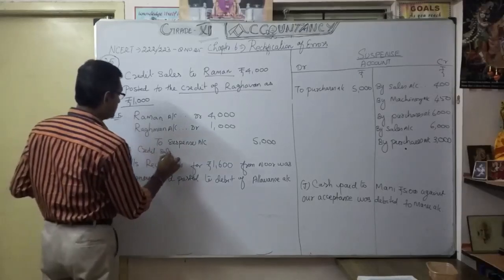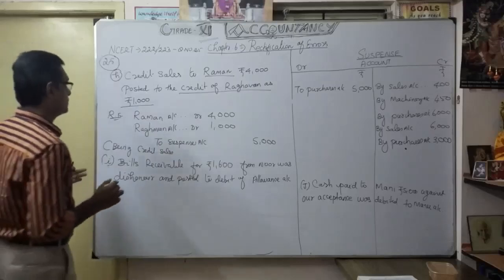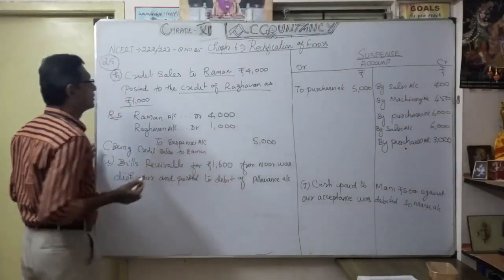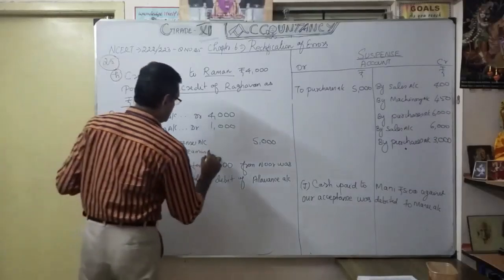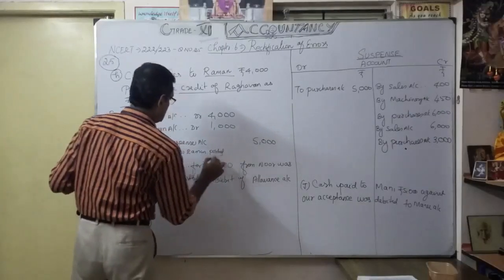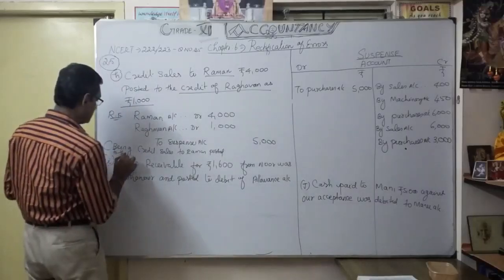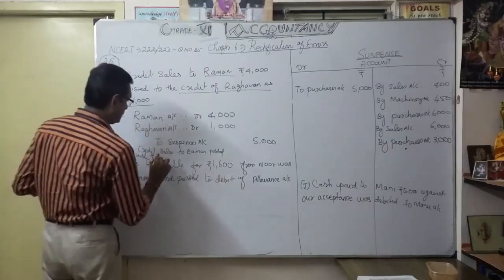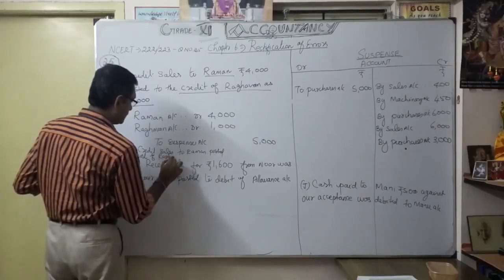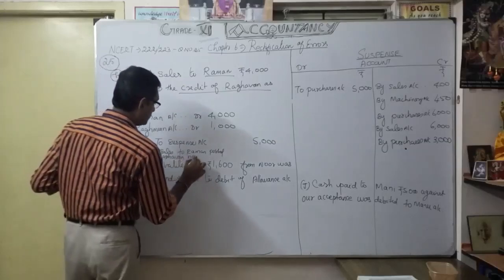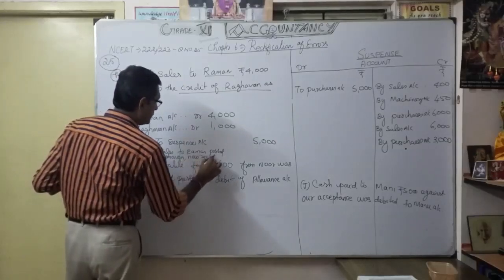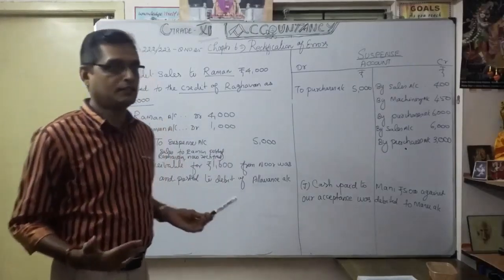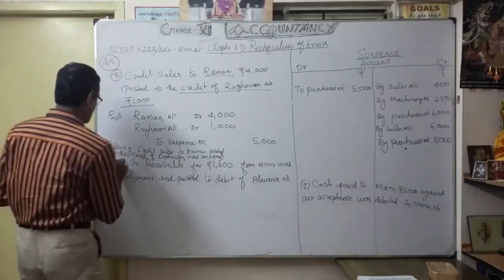credit sales to Raman posted to the credit of Raghavan. Now understood. Here you can directly do a rectification entry. Okay. Now let's see the next one.